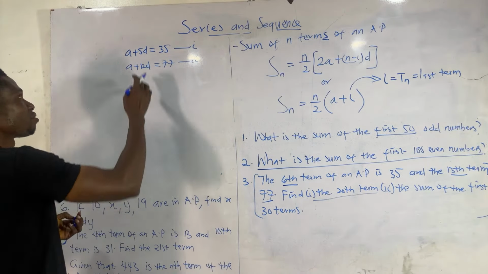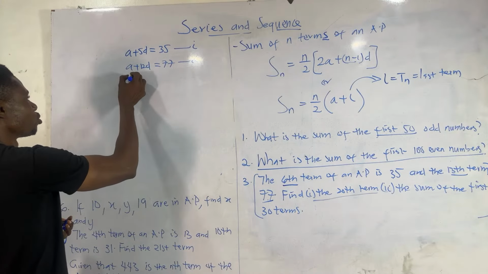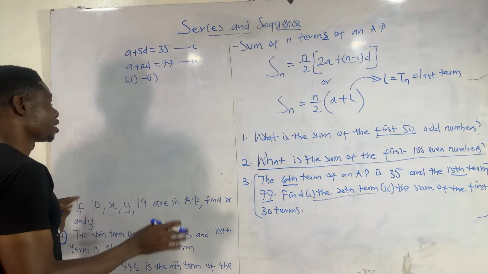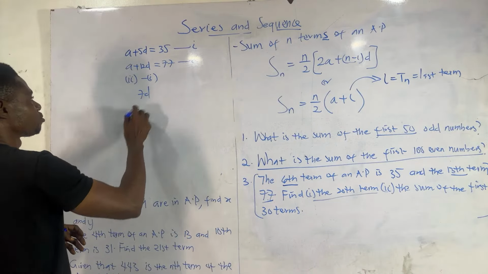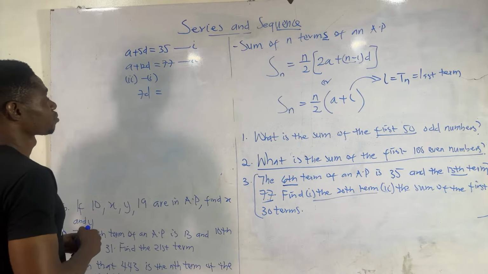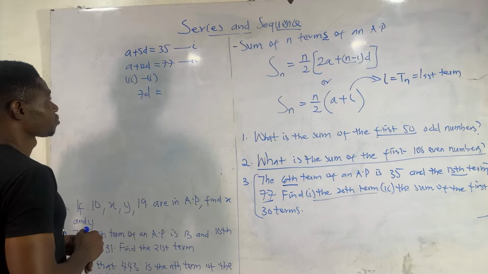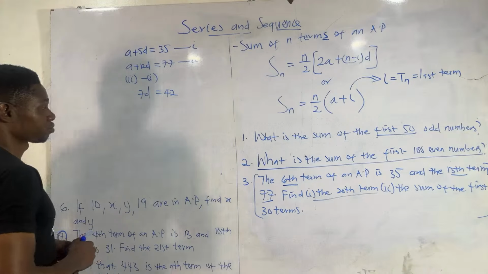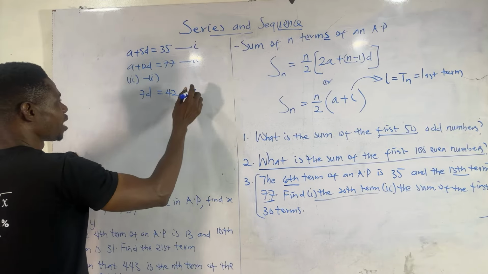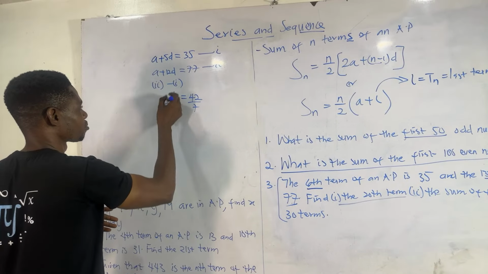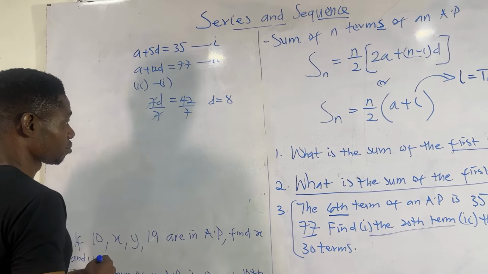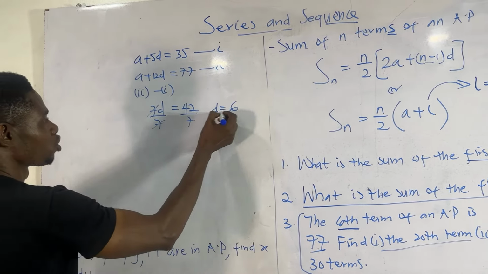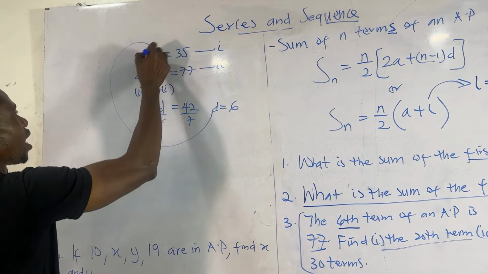So remember what I said. If you have things like this where you don't have a and d, just say equation 2 minus equation 1. a minus a is 0. 12 minus 5 is 7. And this gives you what? 42. So you can divide here and get, okay, let's just do that. 42 divided by 7, so d is equal to 6. And then you can substitute d into this and get your a.